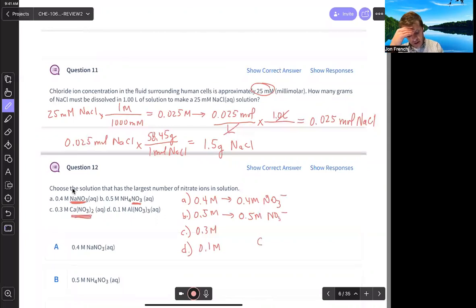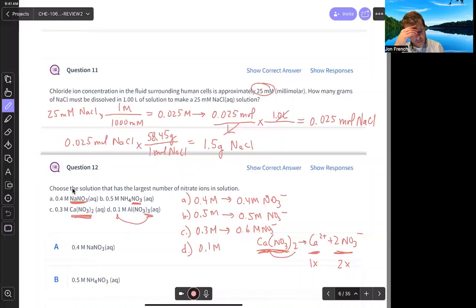However, here with calcium nitrate, when calcium nitrate ionizes, I'm going to get 1 calcium, and this 2 comes out in front. I'm going to get 2 separate nitrates. So I'm going to have twice the concentration of nitrate, right? For every 1 mole of calcium nitrate, I'm going to get 1 mole of calcium and twice as much nitrate. So 0.3 molar is going to become 0.6 molar nitrate. This one would be 3 times as much, but that's still going to be less. So I would say choice C, the calcium nitrate, is going to give you the highest concentration of nitrate in solution.